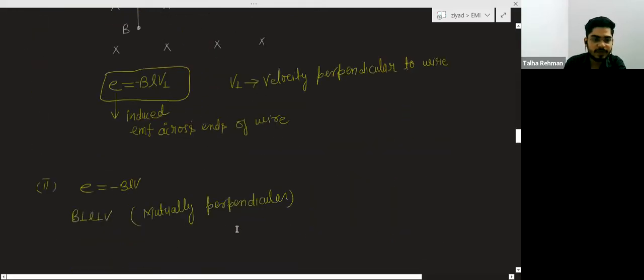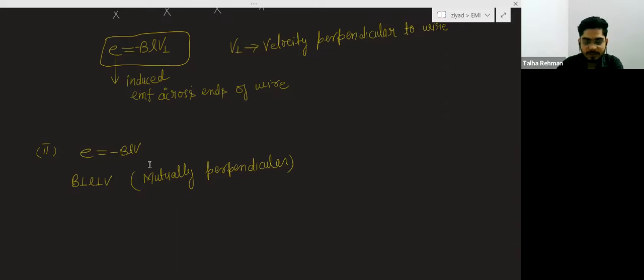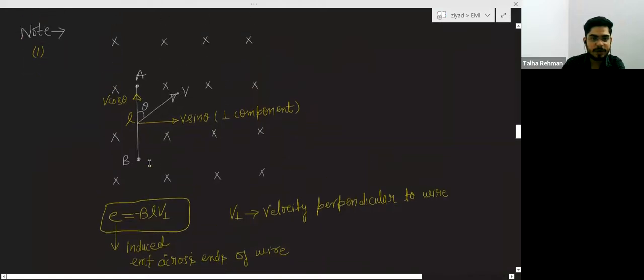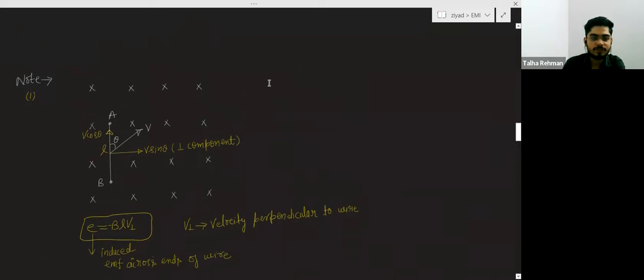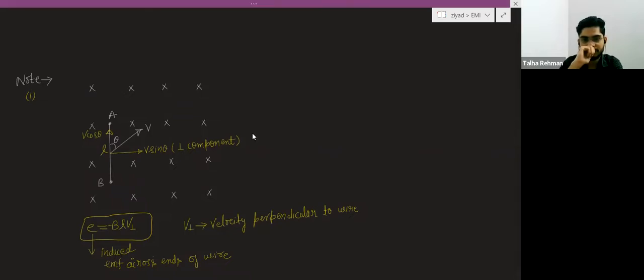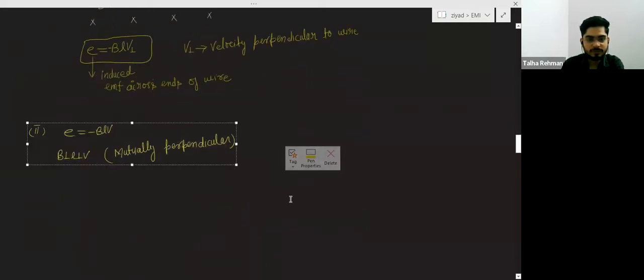This is one point, and another point is this. The magnetic field, length, and velocity are mutually perpendicular, like the x-axis, y-axis, and z-axis. So the magnetic field is perpendicular to length, length is perpendicular to velocity, and velocity is perpendicular to the magnetic field. So this is another point. Now you can take a screenshot of this. This is your first note point. Now note down this point also.